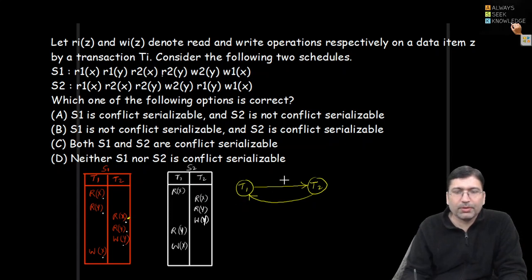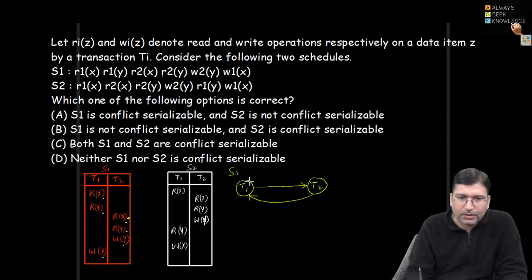Now I told you in the previous question, if there is a cycle in this dependency graph, then you can say this is not conflict serializable. So that means S1, because this we have drawn for S1, S1 is not conflict serializable. Okay. So wherever S1 is conflict serializable is written, it will be wrong. Now let's check for S2. So for S2 you draw T1 and let's say T2.